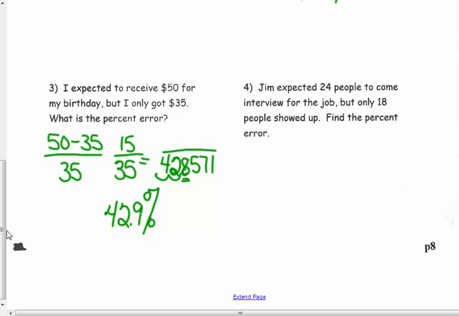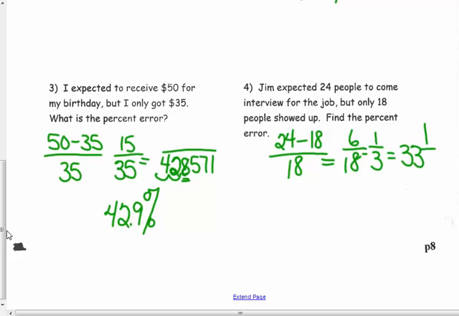Jim expected 24 people to come to an interview for a job, but only 18 people showed up. So he was wrong. His expectation was off a little bit. How far off was he? Take their difference over exactly 18 people showed up. Well, 6/18, you probably recognize that fraction as 1/3, and this is one of the ones you're supposed to know. You're memorizing these, and we get 33 and 1/3%, because 1 divided by 3 is 0.3 repeating. So he was off by a third, 33 and 1/3% off.